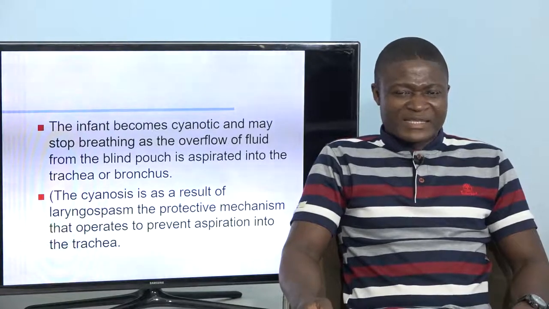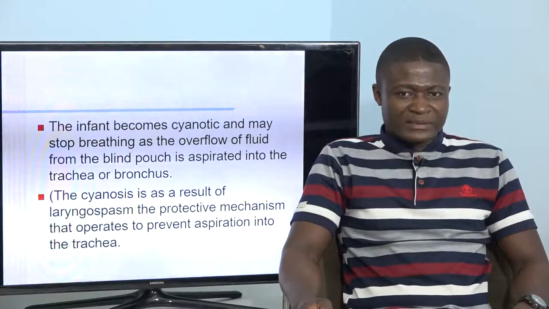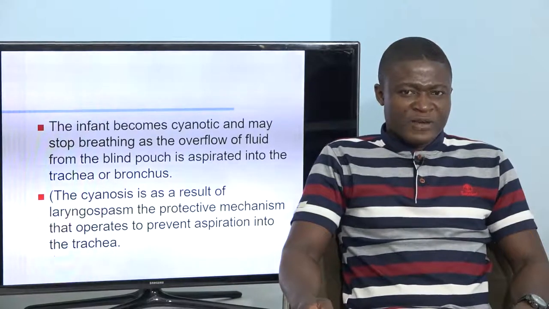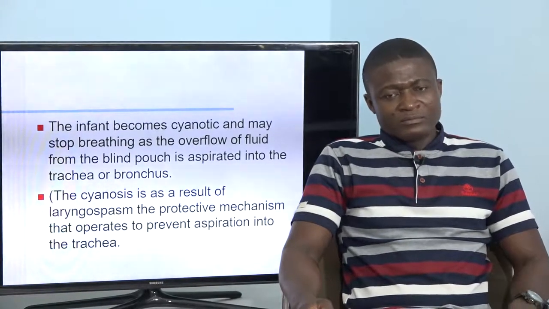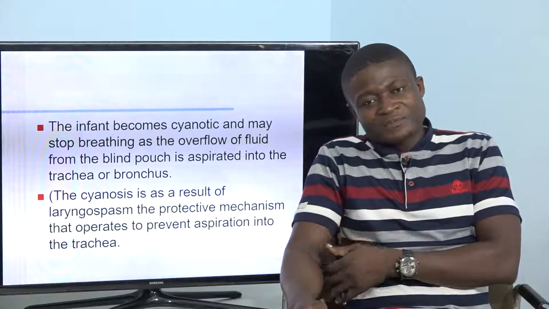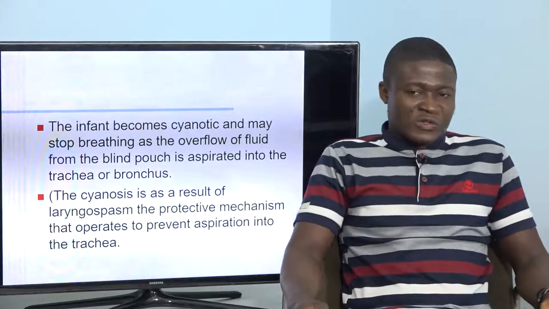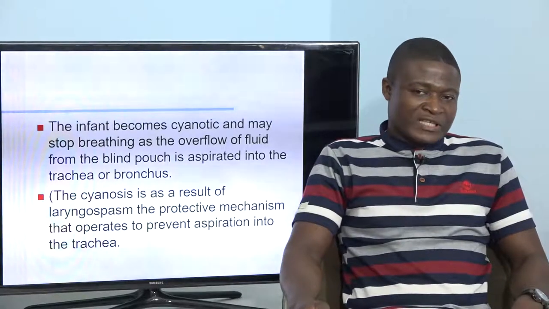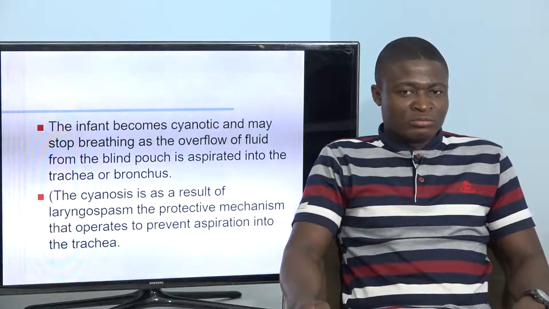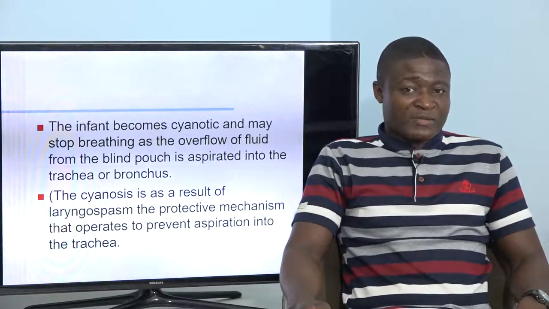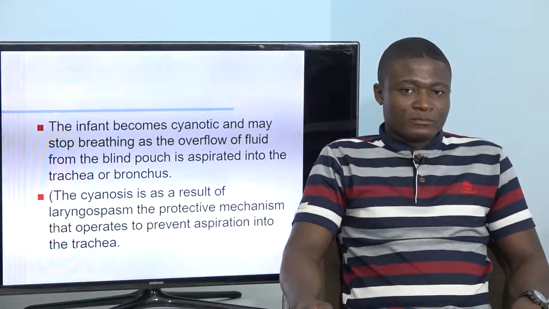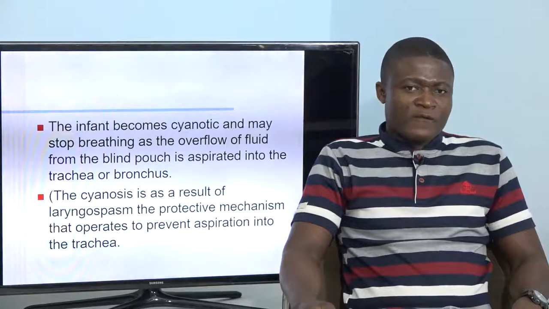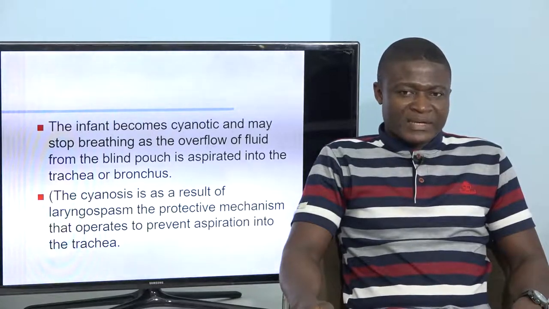The infant becomes cyanotic and may stop breathing as the overflow of fluid from the blind pouch is aspirated into the trachea or bronchi. So when the content from the esophagus enters into the trachea, it blocks the child's ability to take in enough oxygen. As a result, he or she becomes cyanosed. When you're not getting adequate oxygenation, you become cyanotic. The cyanosis is a result of laryngospasm, the protective mechanism that operates to prevent aspiration into the trachea.